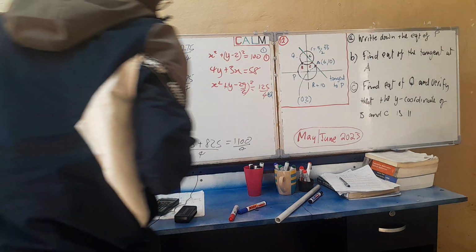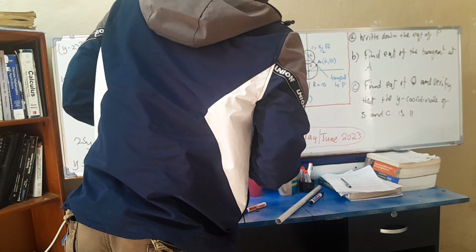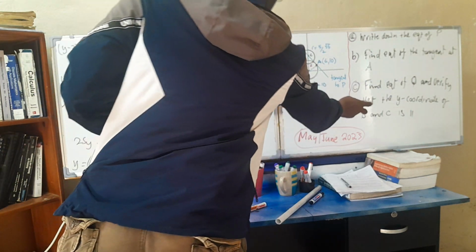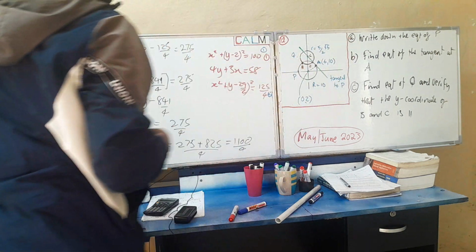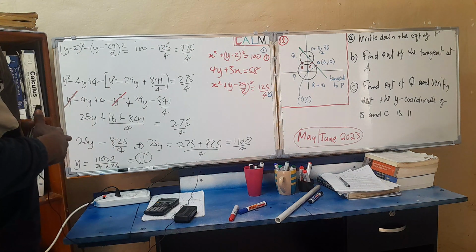The question, from what I know, was worth, I think this part was 3 marks, the other one was 1, the other one was 2. So it was a total of 6 marks.